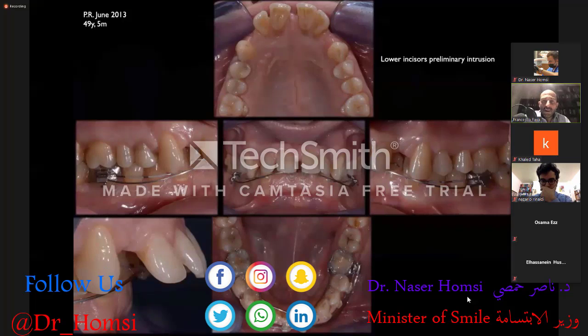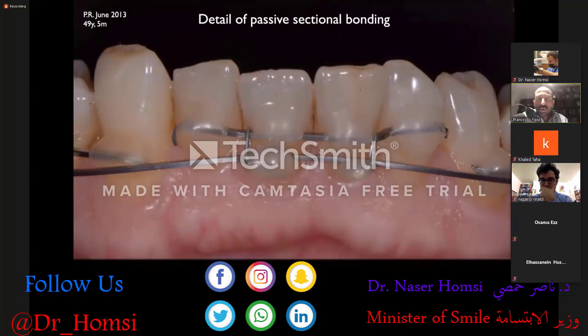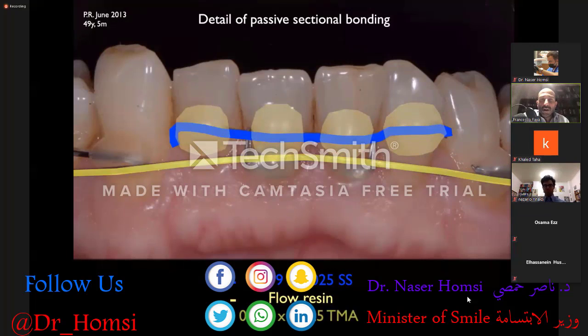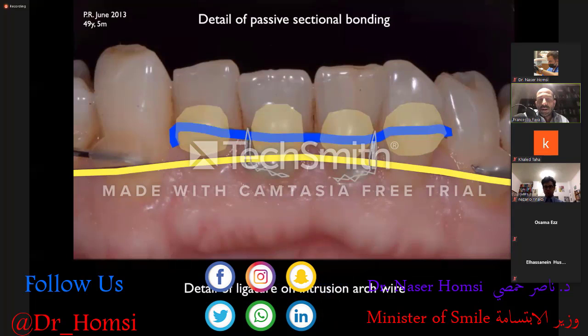We started by intruding the lower incisors, and I would like to share with you some details of our appliance. We have passive sectional 19x25 wires bonded directly on the enamel of the lower incisors with flowable resin. This connects a 19x25 stainless steel wire to the enamel of the teeth. And then we have a 17x25 TMA intrusion wire which intrudes the lower incisors. Here we can see a detail of the ligature of the intrusion arch wire.